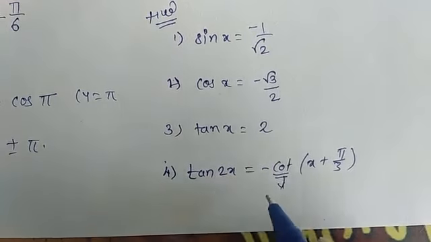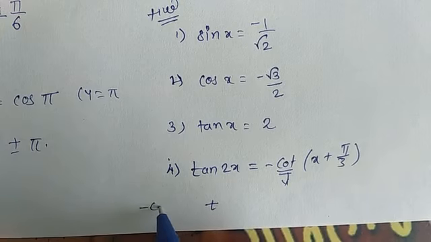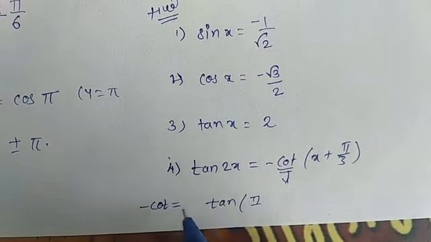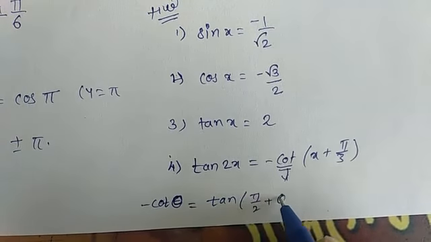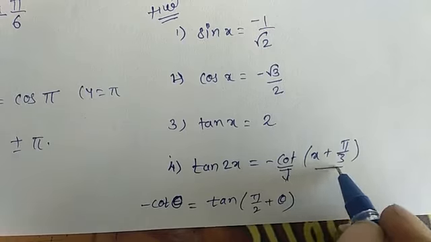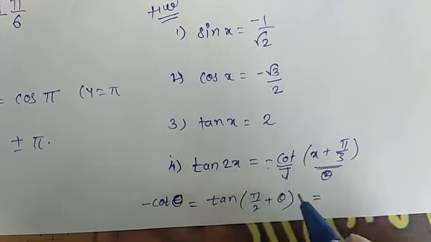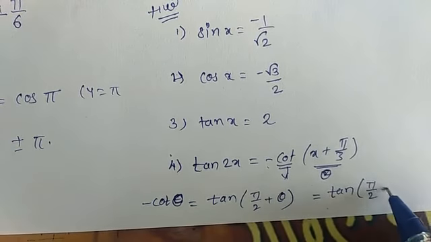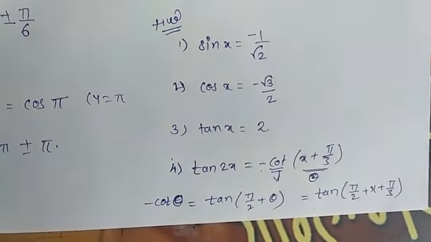For conversion you know the formula: minus cot theta is equal to tan of pi by 2 plus theta. Here theta is this term, so it can be written as tan of pi by 2 plus x plus pi by 3. And after that you have to solve this example.